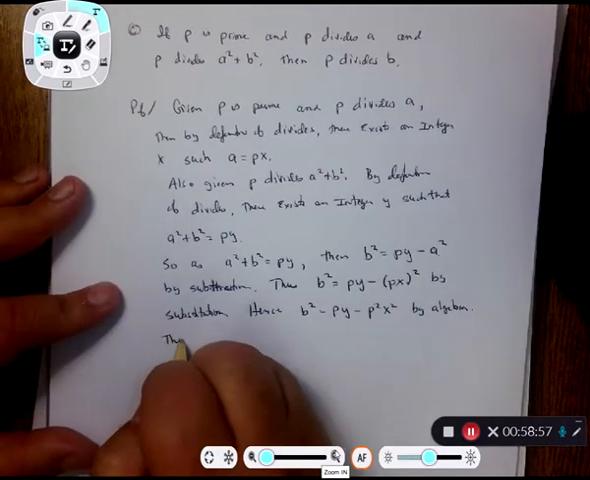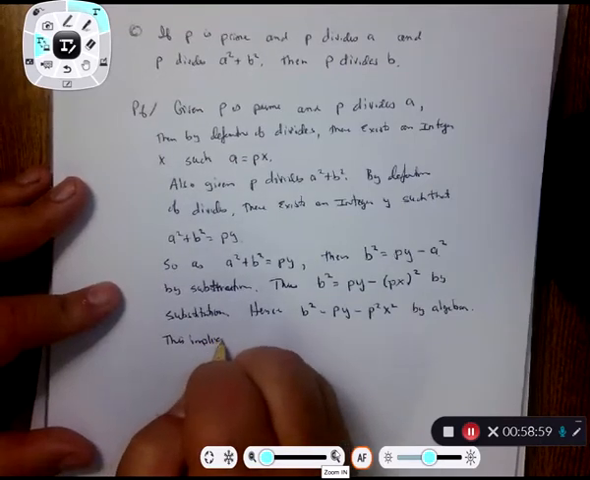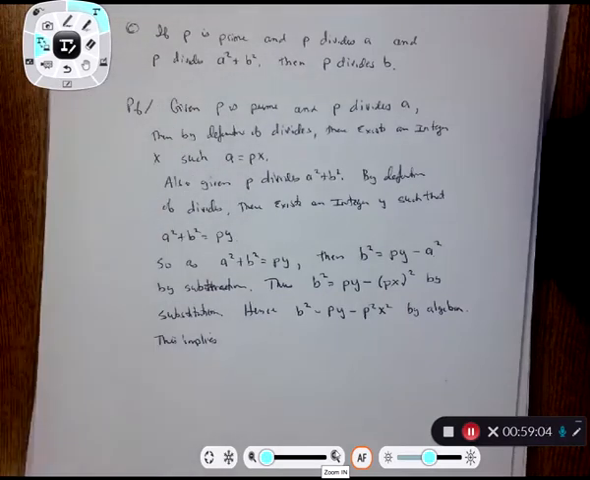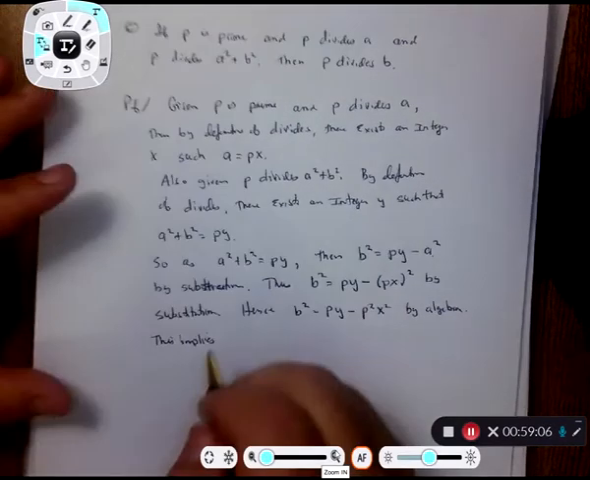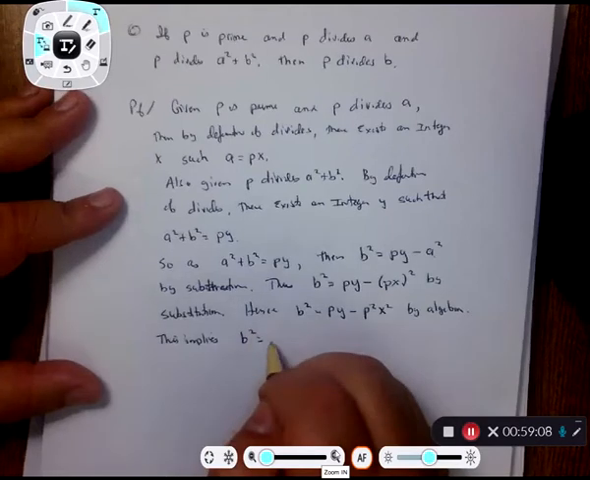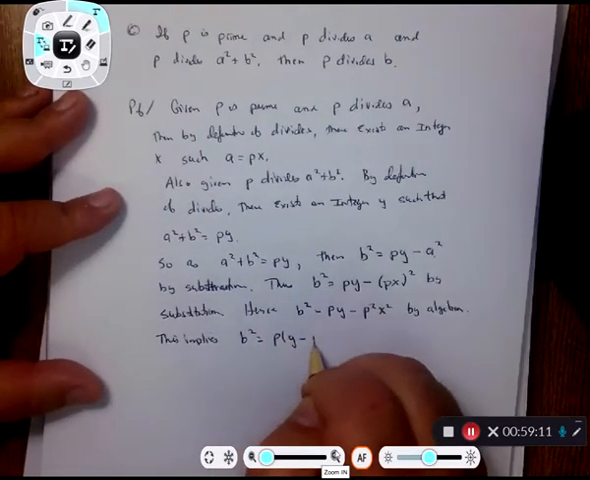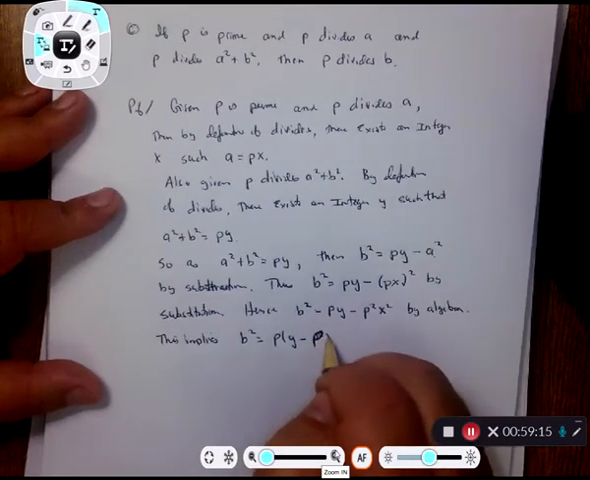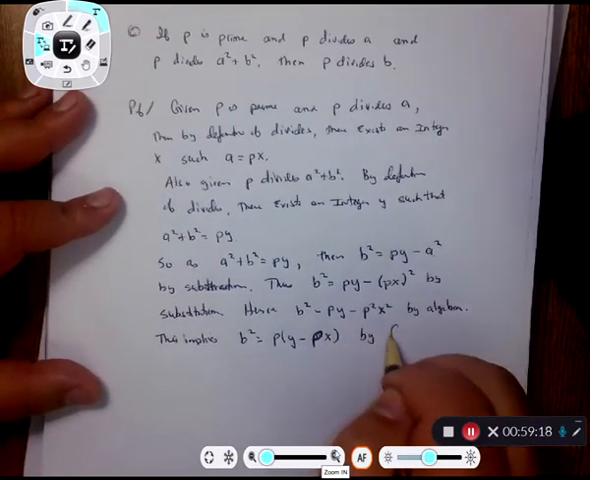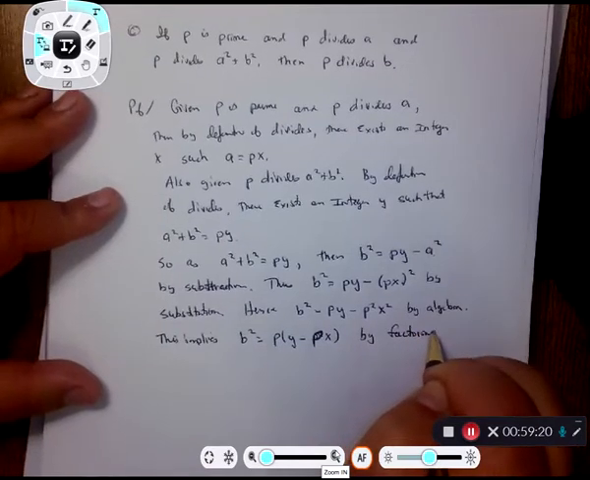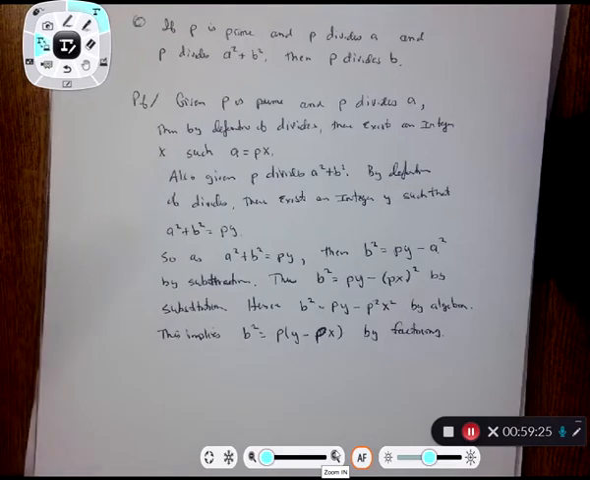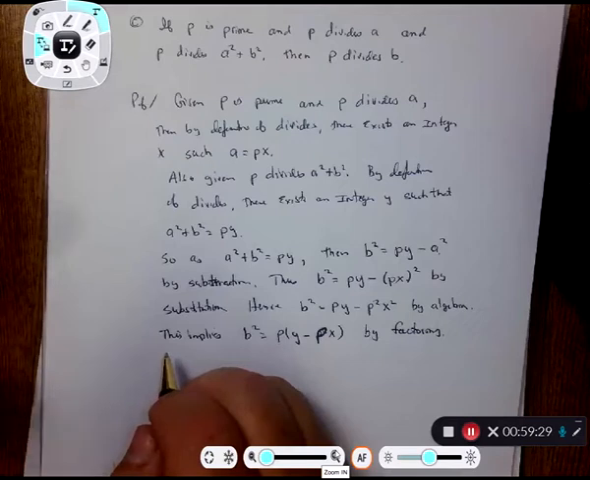This implies, if you write this in paragraph form for proper proof, notice I'm not using any symbols, just equations here. This implies that b squared is equal to p times y minus p, pull out one of the p's there, p x by factoring. If you know the algebra that you did, if you said by algebra, I would accept it, but we actually factored out the p. Well, now here comes that back stating the definition.